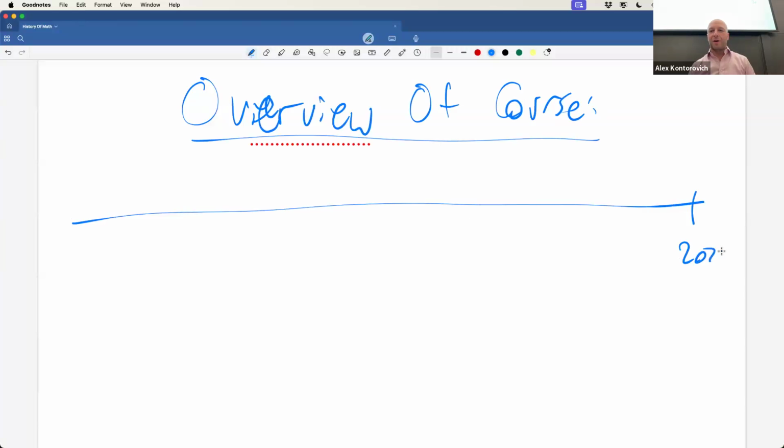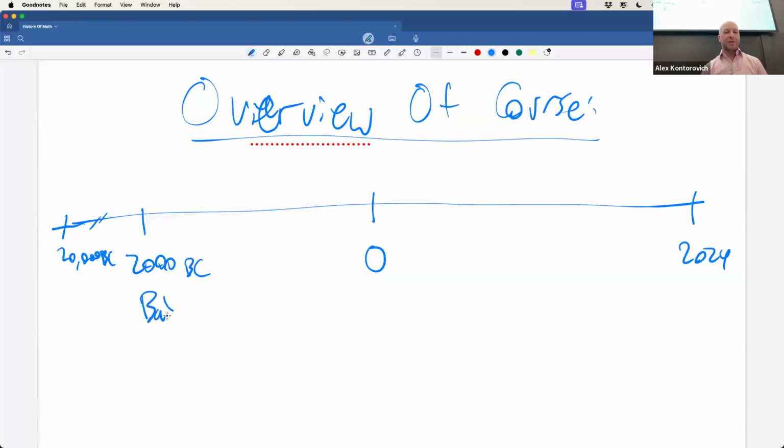Here is 2024. Here is 0. Here is something like 2000 BC. We could go all the way back to maybe 20,000 BC, but that's too many zeros. We're going to start in earnest talking about the Babylonians, a little bit about Egyptian, Chinese, Indian mathematics around this time. So 20,000 is like shank bones with markings in them.